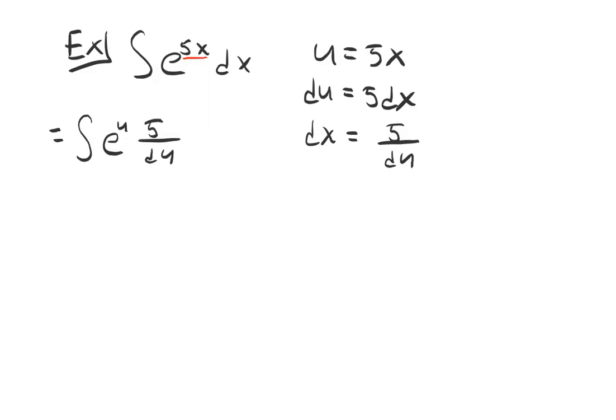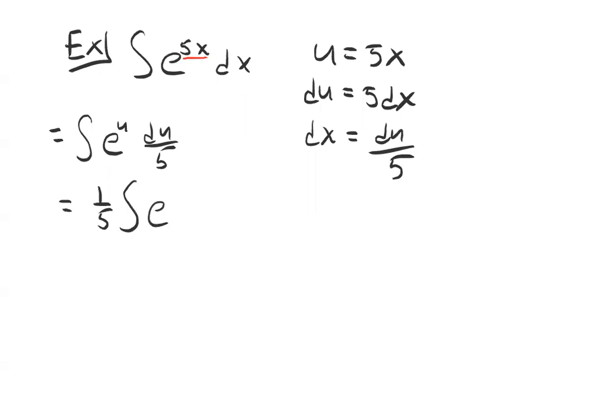No, sorry, I've made a mistake here. dx is du divided by 5. You shouldn't have these differentials in the denominator. It doesn't make a lot of sense. So this is du divided by 5. So that's my mistake. Okay, let's simplify this. So this is 1/5 the integral e to the u du.